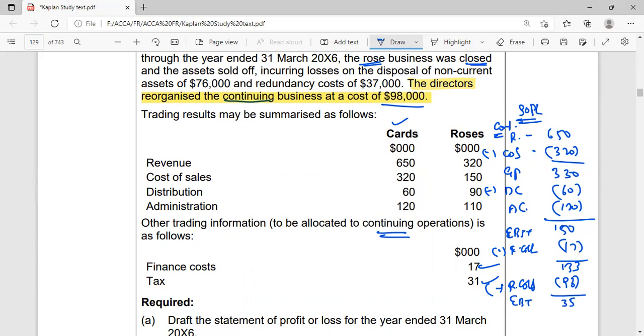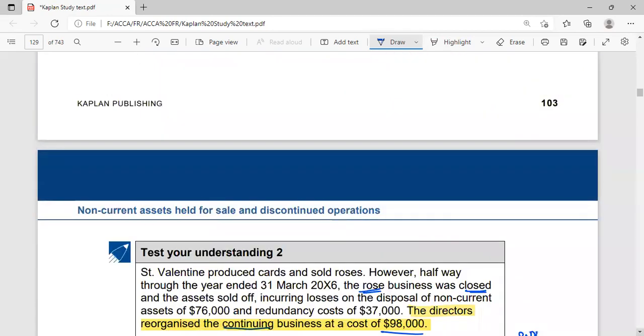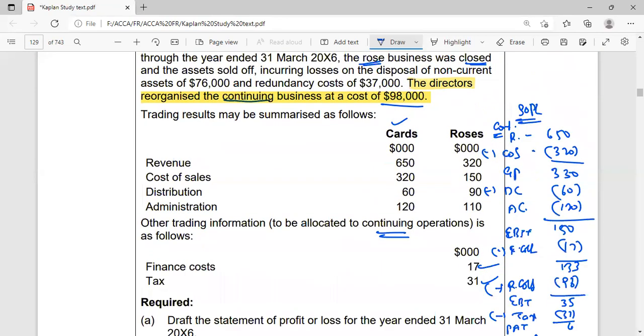EBT is equal to 35 less tax. Tax how much? 31. So profit after tax is 4. This is about continuing operation. We have to add profit after tax for discontinued operation. Then how to calculate the profit after tax for discontinued operation?